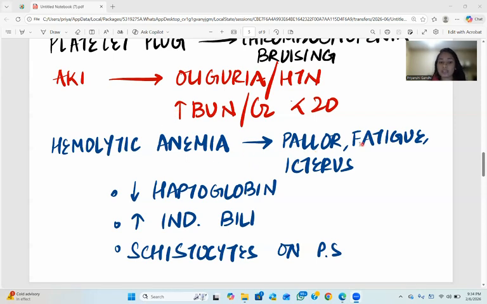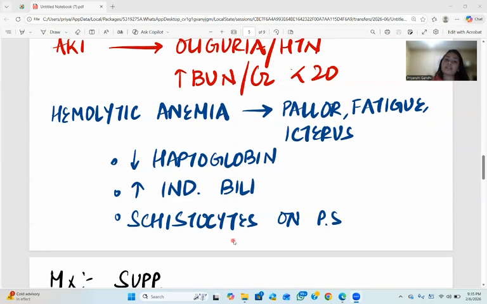with pallor and fatigue, and the hemolysis causes icterus. There is decrease in haptoglobin because the haptoglobin binds to the free hemoglobin that is released from hemolysis. There is increase in indirect bilirubin because of the release of unconjugated bilirubin from the RBCs, and finally schistocytes on peripheral smear, as we already talked about.